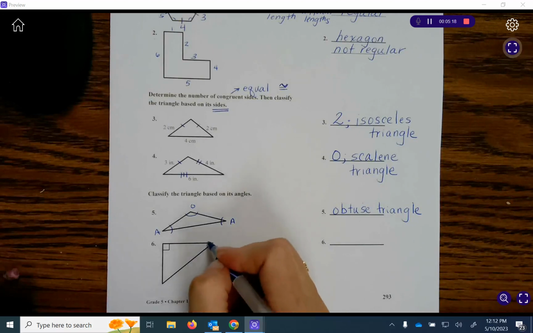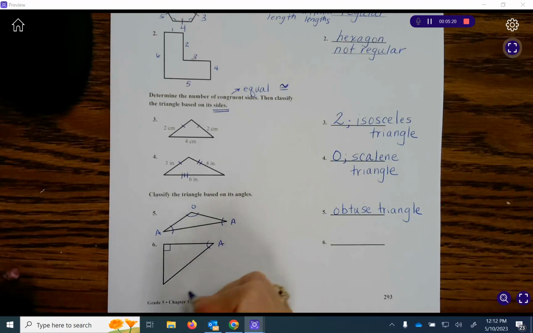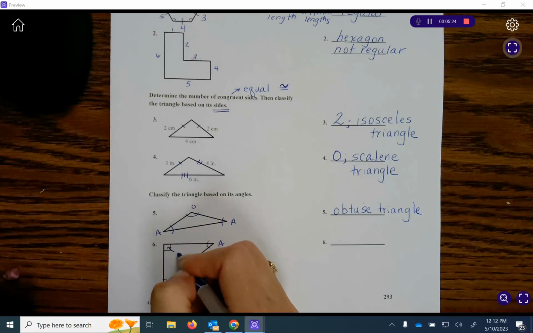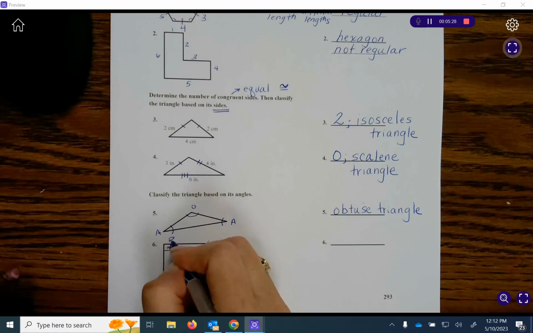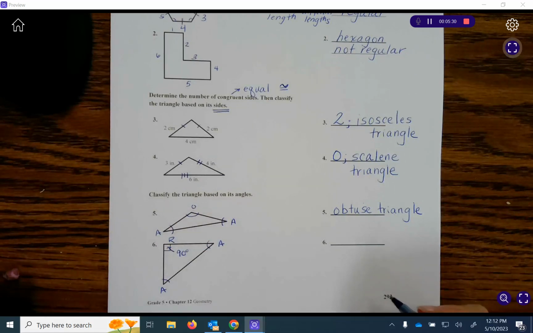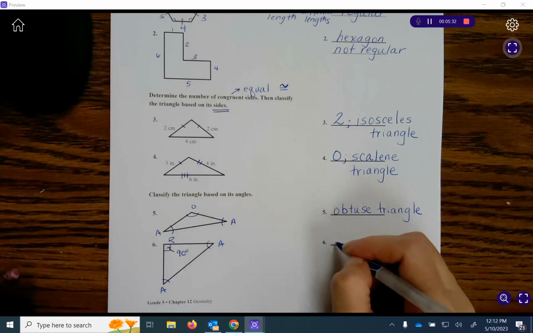In question number 6, we have an acute angle. This box tells us that this angle is 90 degrees, therefore it is a right triangle because this is a right angle.